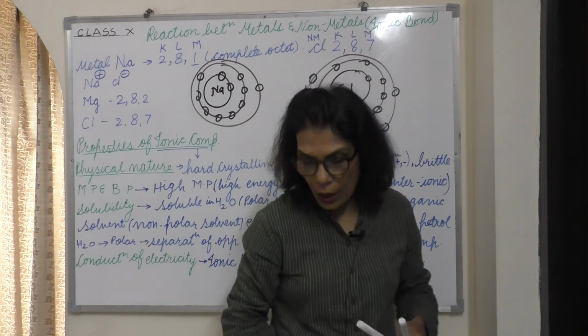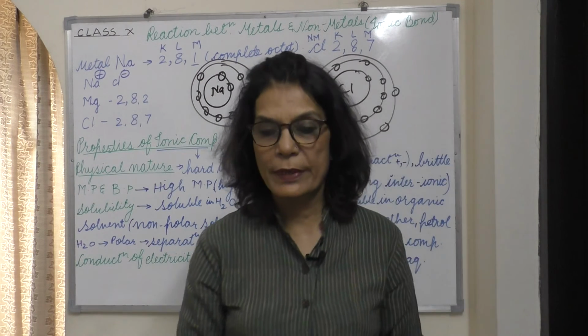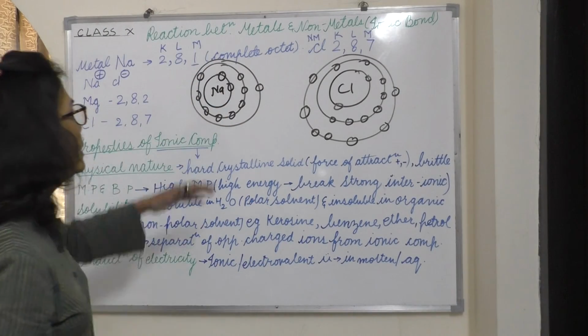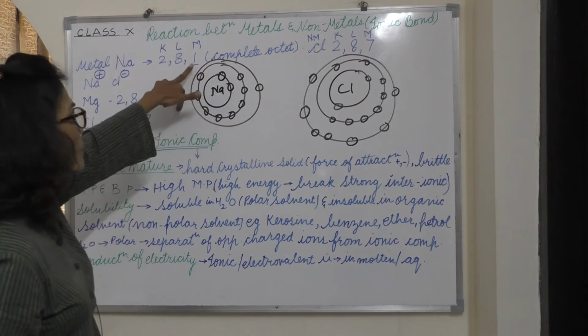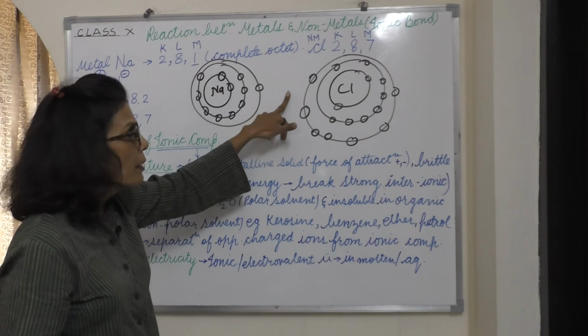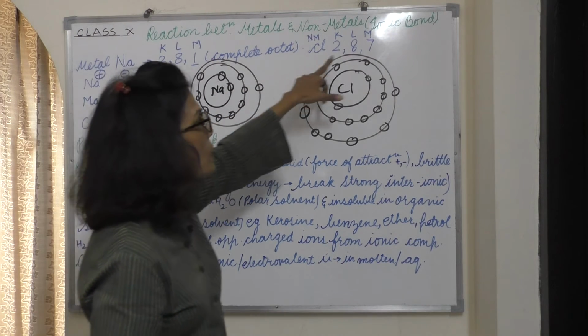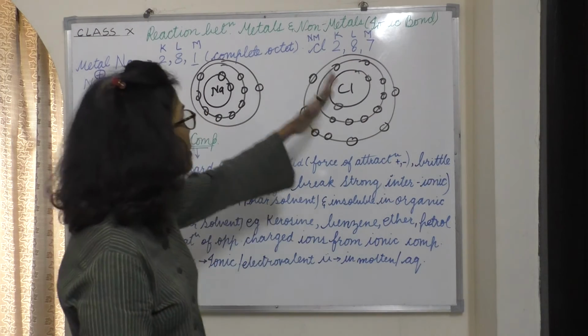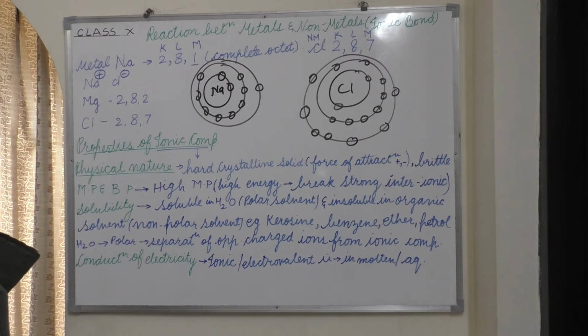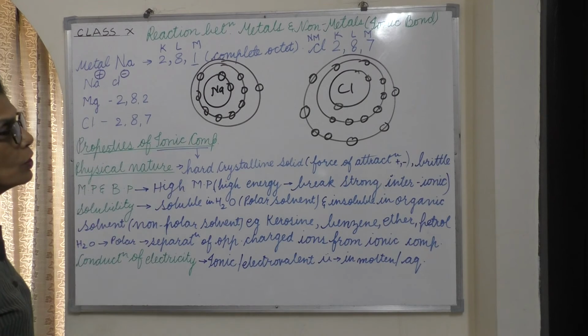Now how they react, I am going to explain it. You must have observed that in the outer shell, that is the M shell, sodium has only 1 electron, and chlorine has 7 electrons in its outer shell, and chlorine is a non-metal. When a metal is reacting with a non-metal, what will happen?